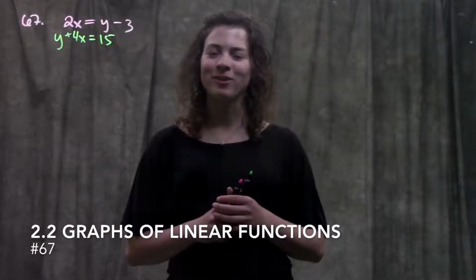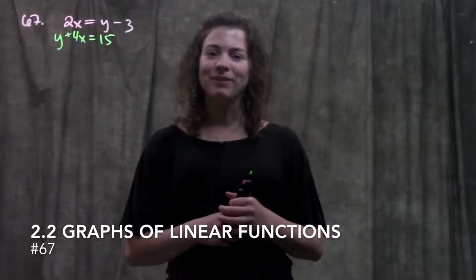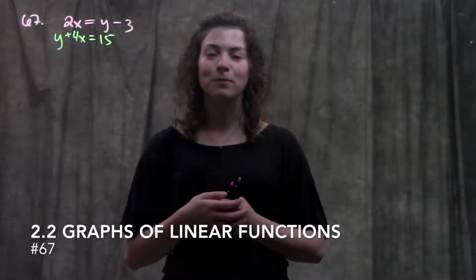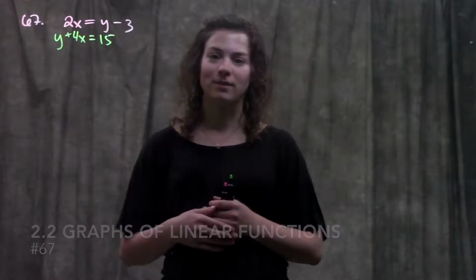This is section 2.2, graphs of linear functions. In this video, we're going to go through number 67 in your book, and in this problem, it's asking us to find the point of intersection between these two equations.